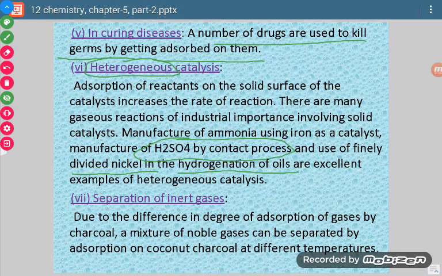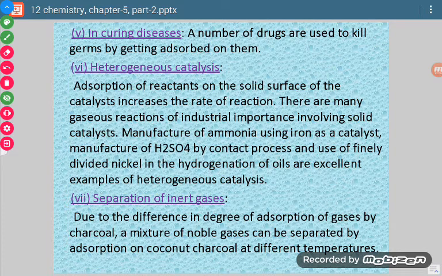Now if we want to separate inert gases, since gases differ in their adsorption capacity, we can separate those gases on the basis of this difference in adsorption by the use of charcoal. So there also it is useful.